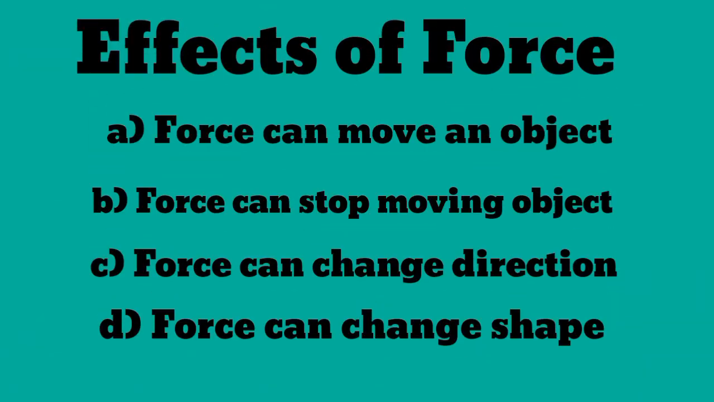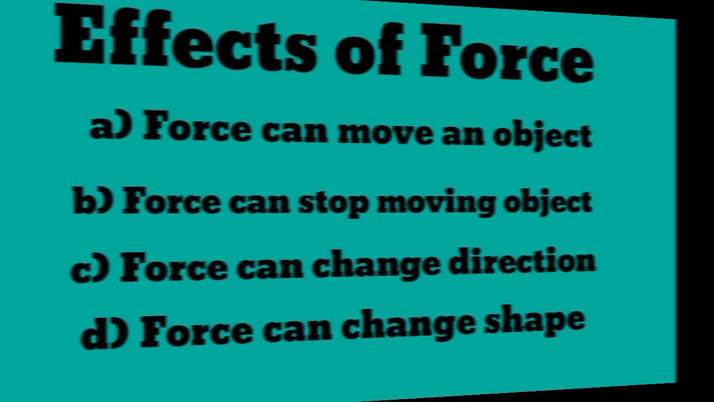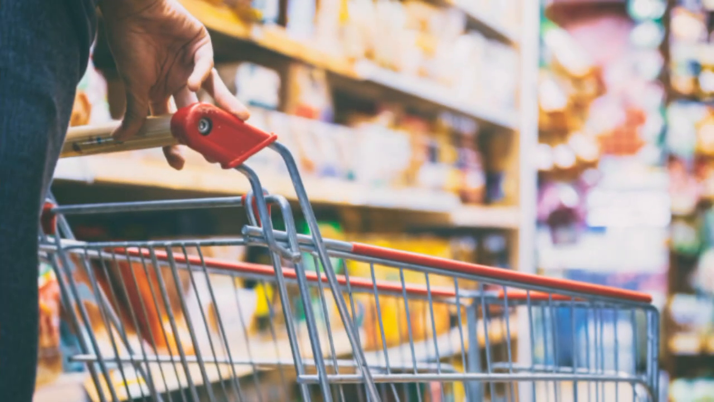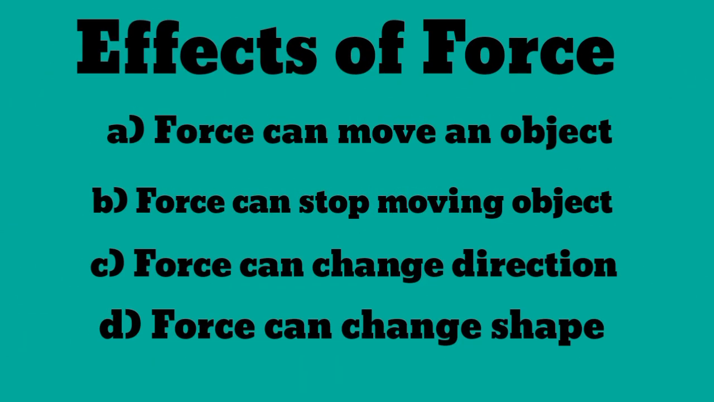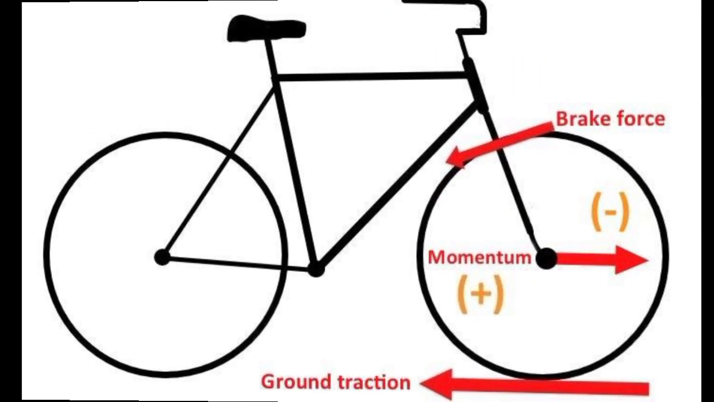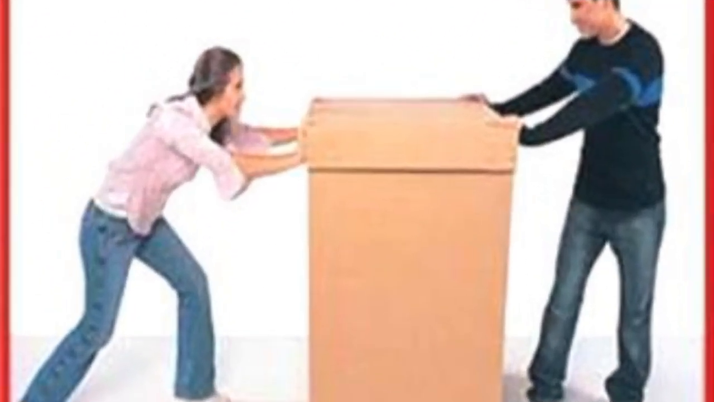Force can be identified by different effects. For example, force can move an object. A trolley can be moved by applying force. A hand carry can be pushed or pulled by applying force. Force can stop any moving object. For example, if we apply brakes, the cycle will stop moving. The moving table can be stopped by applying force.